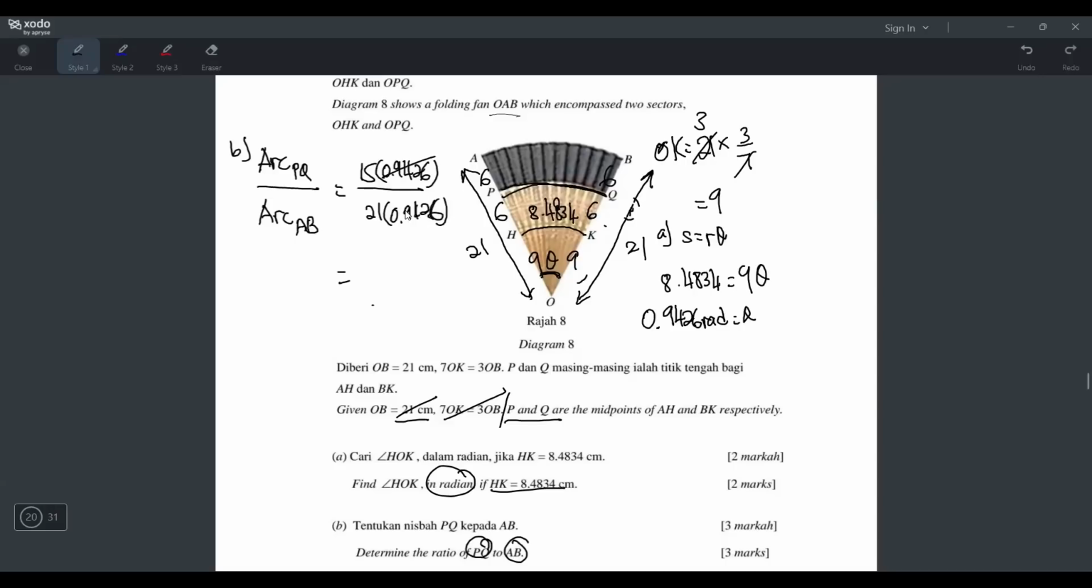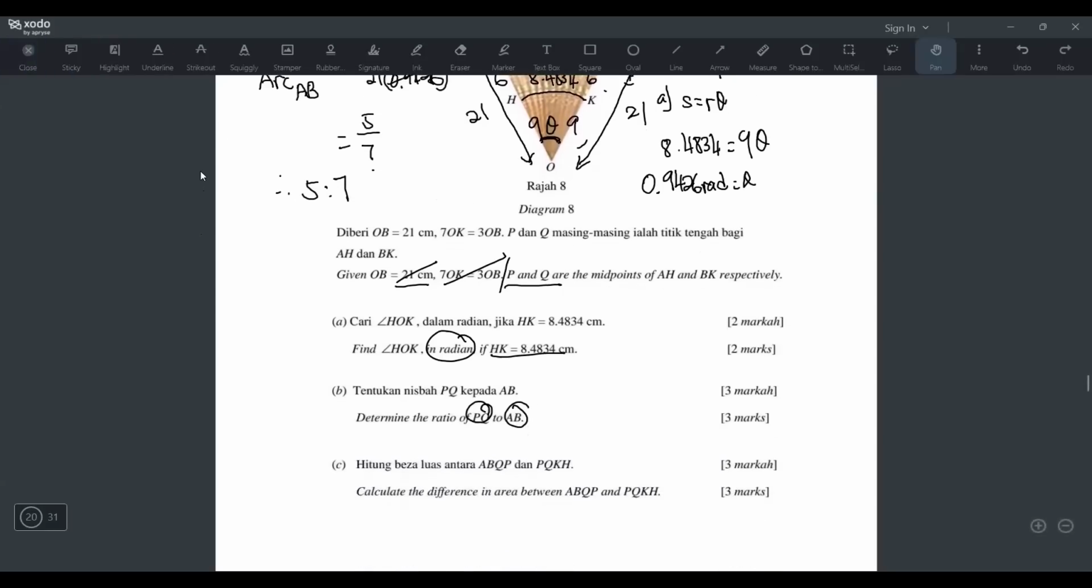Okay, this 0.9426 and 0.9426 can cancel. And then 15 over 21, you can just simplify. When you simplify, you are left with divide by 3, right? 15 divided by 3 is 5, 21 divided by 3 is 7. So the answer is 5/7. So what is the ratio of PQ to AB? 5/7. Okay, yeah, that's all.